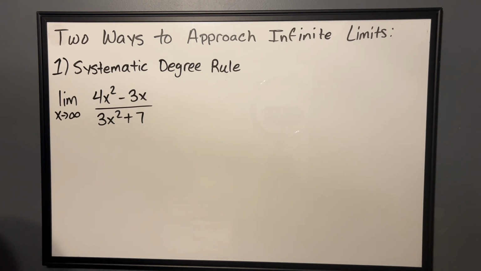Okay, so here is example number 2. This one is the limit as x goes to infinity of 4x squared minus 3x over 3x squared plus 7. So just like the last time, we're going to look at the degrees of these polynomials.